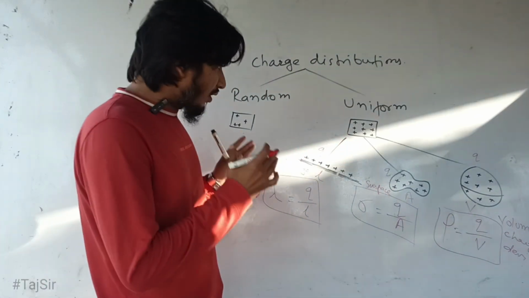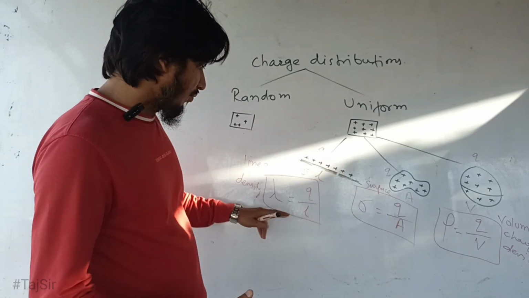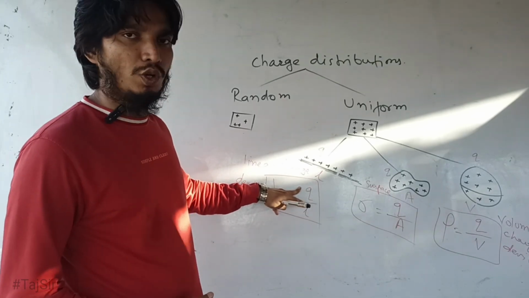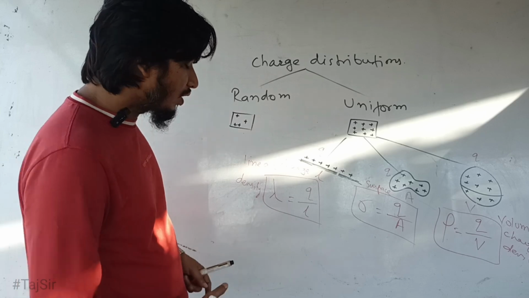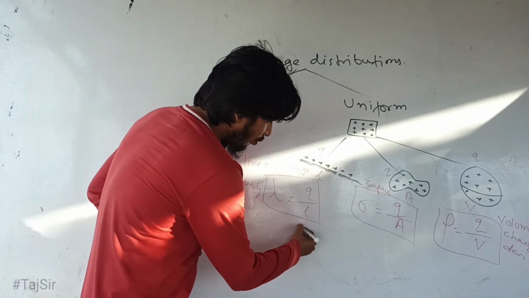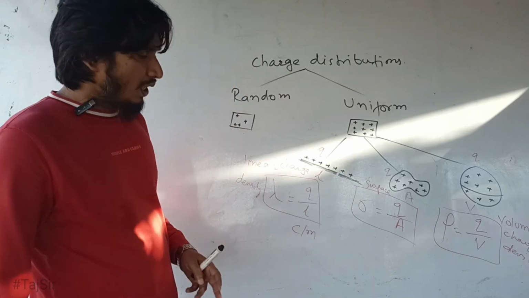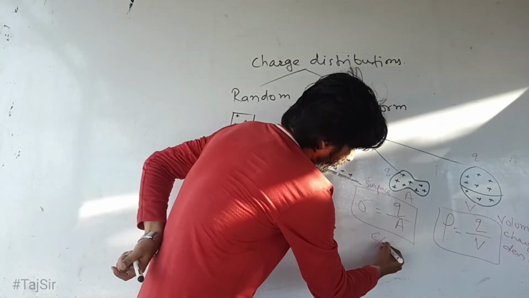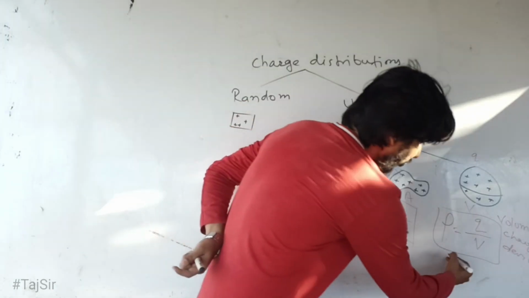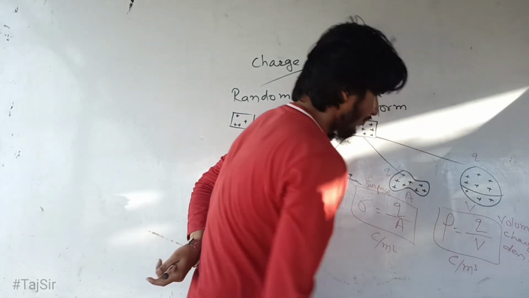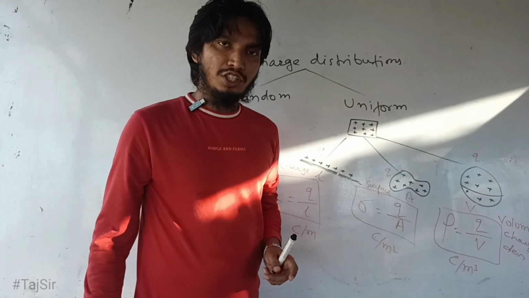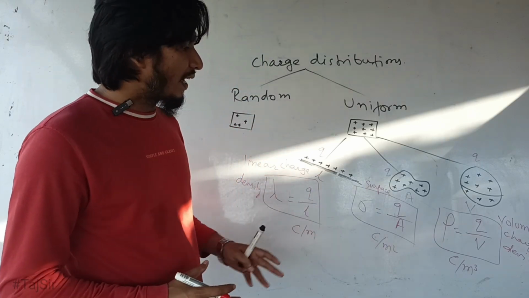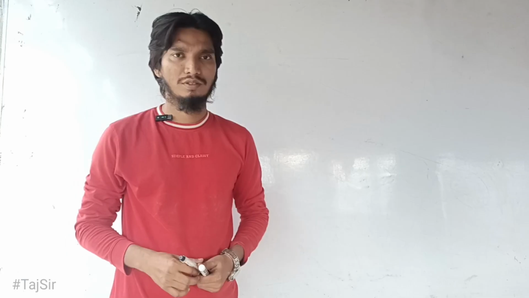Obviously, for different charge distributions we have different units. For example, here in the numerator there is charge, and the unit of charge is coulomb, and the unit of length is meter. Therefore, it will have a unit of coulomb per meter. In a similar way, we can calculate the unit of surface charge density, coulomb per meter square, and here coulomb per meter cube. If we understand these charge distributions, then we can proceed to calculate electric field created by these charge distributions at different points.